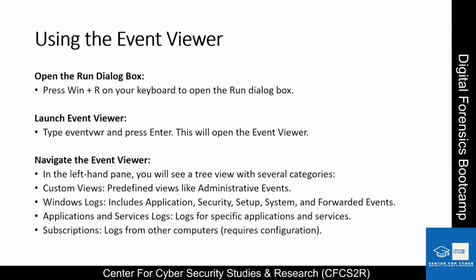So how can you open the Windows event viewer? Just press Windows plus R, type eventvwr and navigate to the event viewer. I think we have already done this. There are custom views, Windows logs, application and service logs, and subscriptions. So all these things are available inside the Windows event log.